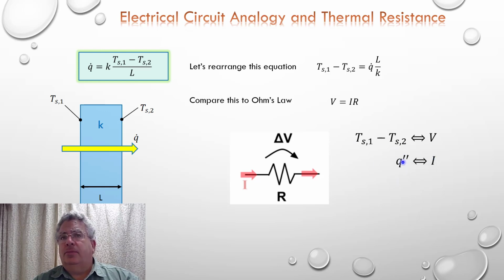Sorry, this should be Q dot in terms of watts per unit meter squared, right? We're looking at a flux here. And our resistance is going to be this term, and this is what we're getting to. So for a plane wall, the thermal resistance is going to be a value that is the thickness of the wall divided by its thermal conductivity.